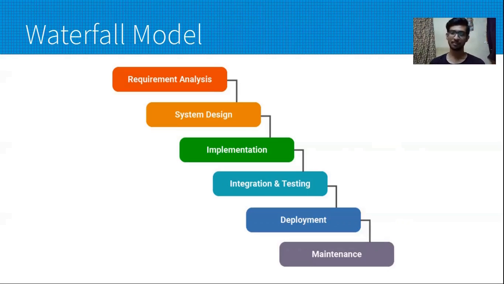The next phase is deployment. Here comes the deployment phase. The deployment phase consists of pushing the code into the production server. Here, the developers will be maintaining two types of servers.